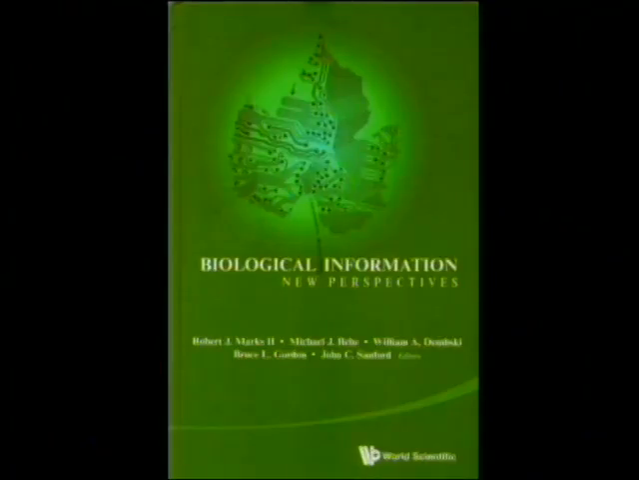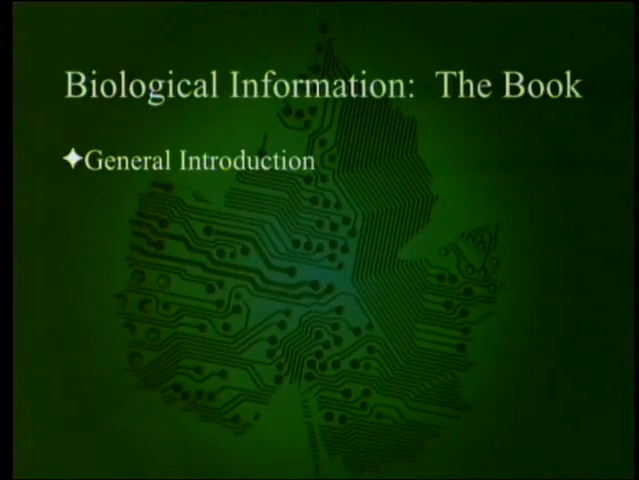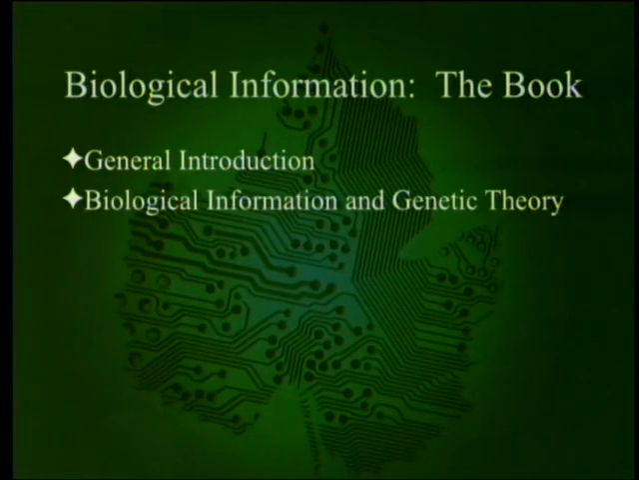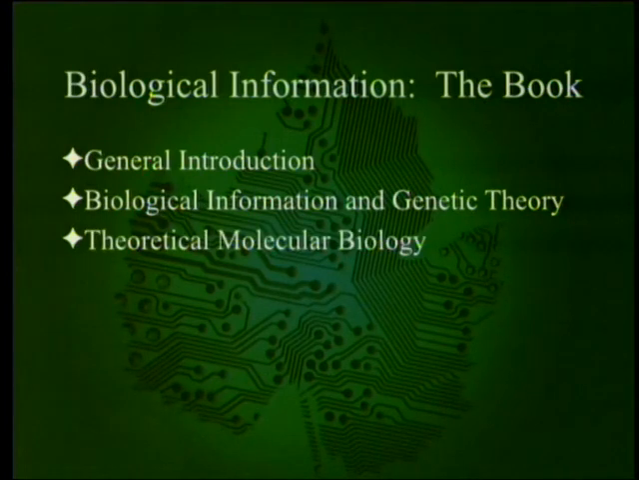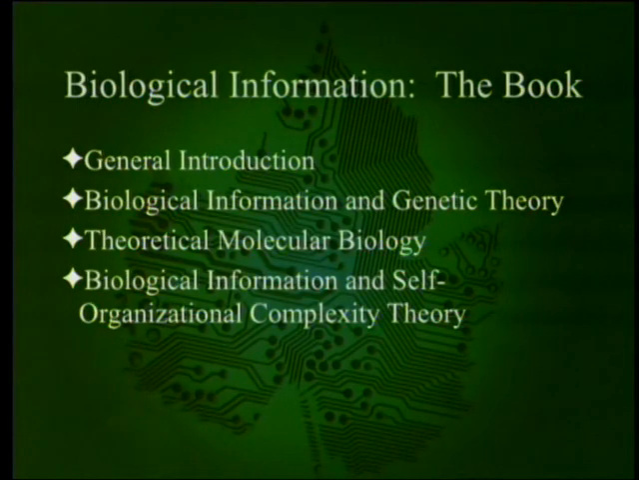That's what the book looks like on the front. There are four parts to the book besides the little miscellaneous information that you get in the index and stuff. There's the general introduction, which we'll cover today. There's biological information and genetic theory. There's theoretical molecular biology. And there's biological information and self-organizational complexity theory.